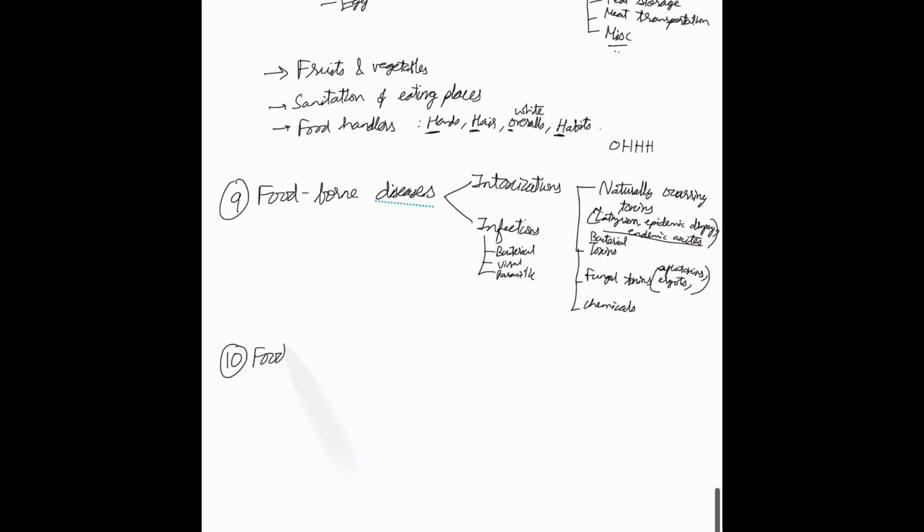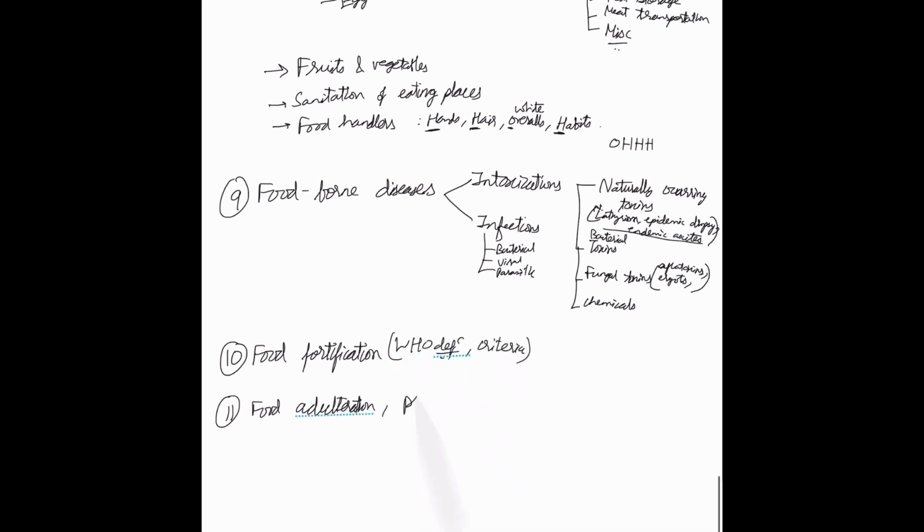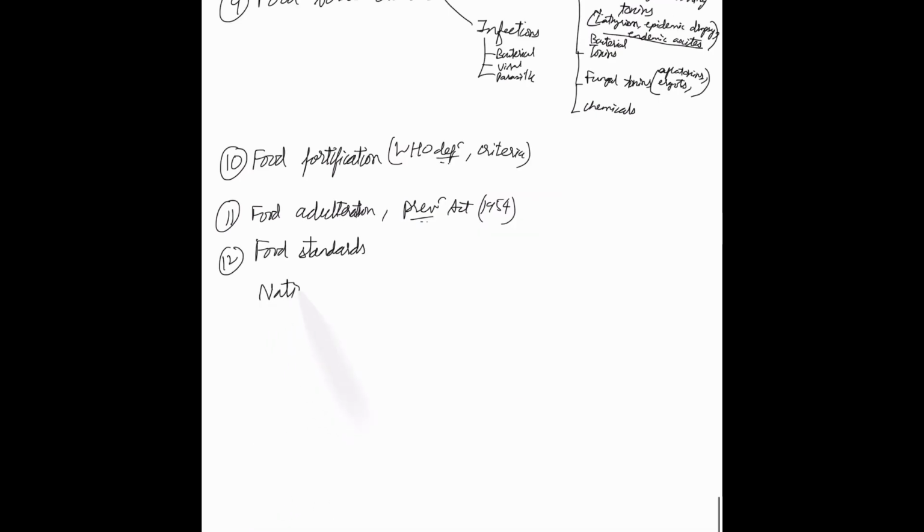Then we also discuss what is food fortification. There's a WHO definition for food fortification and various criteria to be fulfilled to call a food item as fortified. And then the Prevention of Food Adulteration Act 1954, and food standards, the National Nutrition Policy, and Anemia Mukt Bharat.